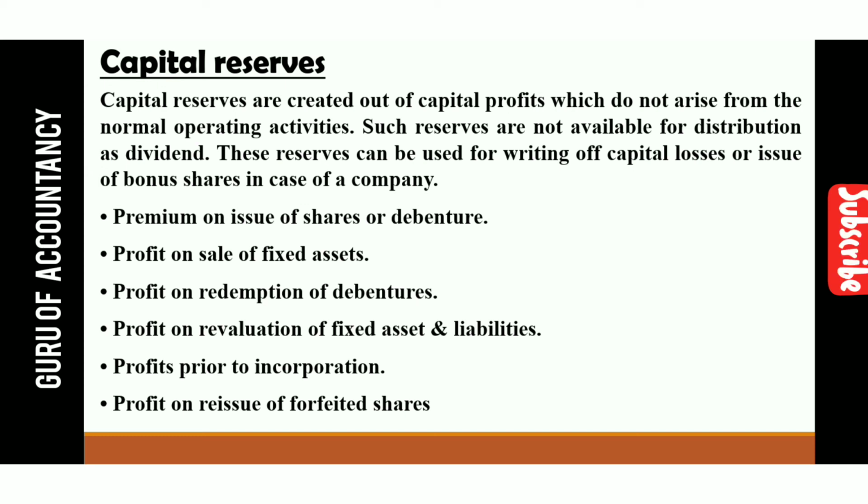Similarly, profit on sale of fixed assets is a capital profit. Profit on the redemption of debenture, profit on the revaluation of fixed assets and liabilities, profit prior to incorporation of company, and profit on reissue of forfeited shares. So these are the different sources from where capital profit is available, and from that capital reserve is created.